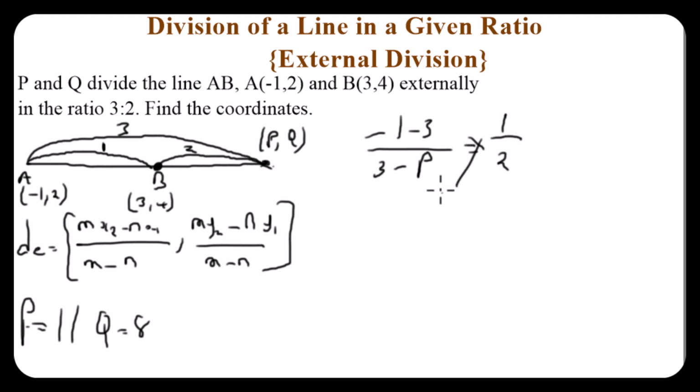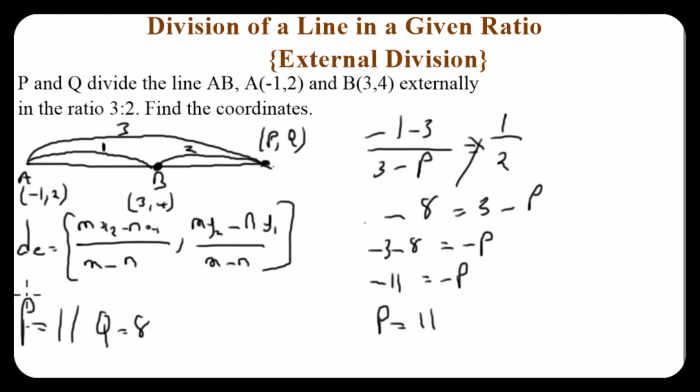Okay, so without wasting much time, -1 minus 3, that gives us -4. And 2 times -4, we have -8. Okay, -8 will be equal to 3 minus p. And 3 goes to this side, becomes -3, -8 is equal to -p. -3, -8, that gives us a total of -11 and -p. Okay, so multiply both sides by -1, we have p equal to 11. Which is what we had using the formula.